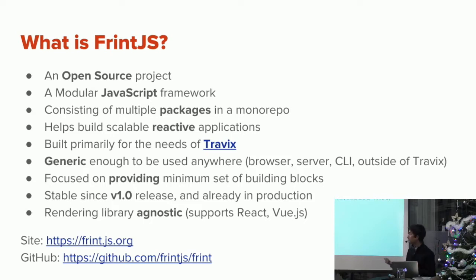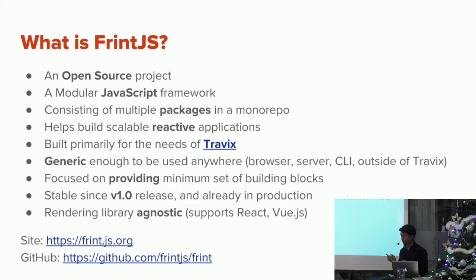It's also stable since version 1.0, which was released in March. And it's already in production, we are using it ourselves. So anytime we have a bug, we are the ones who are facing the trouble, so you can really rely on it. And one other important thing is it's rendering library agnostic. FrintJS itself has nothing to do with rendering. It doesn't care if you use React or Vue or React Native or even Preact. It just works with everything.